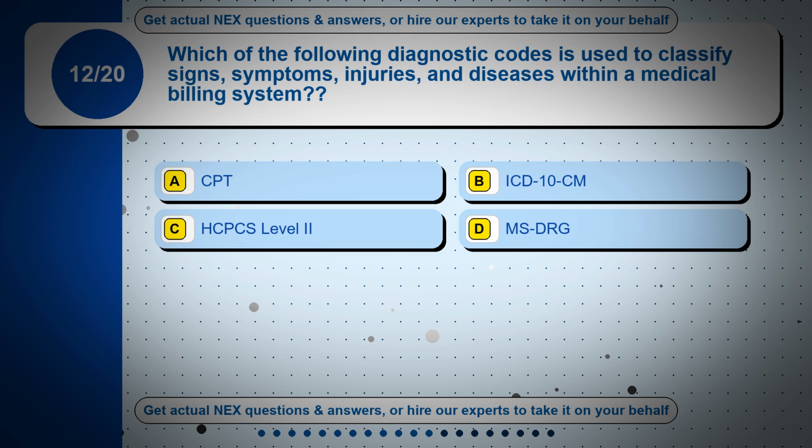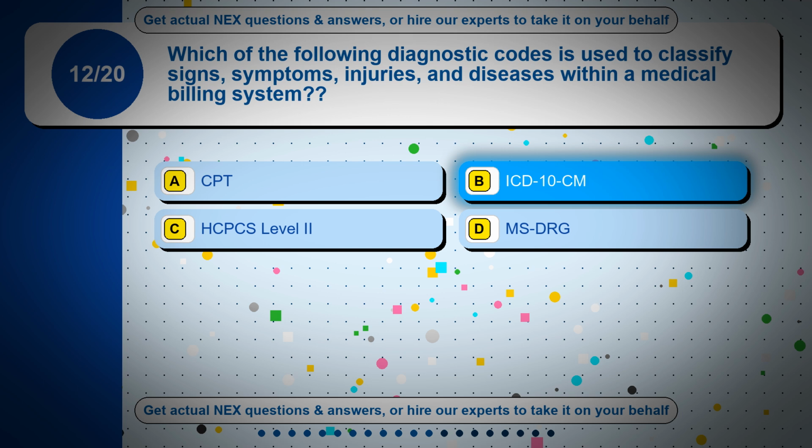Question 12. Which of the following diagnostic codes is used to classify signs, symptoms, injuries, and diseases within a medical billing system? Option A, CPT. Option B, ICD-10-CM. Option C, HCPCS Level 2. Option D, MS-DRG. The correct answer is option B.